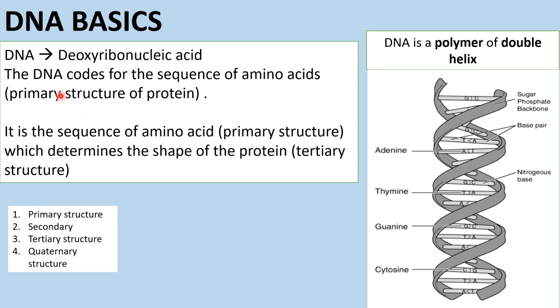It is the DNA code. So if the DNA code is changed, then it has an impact on the primary structure. And if the primary structure is changed, that has an impact on the shape of the tertiary structure. And this is the level of understanding and thinking we need to be getting at A level.